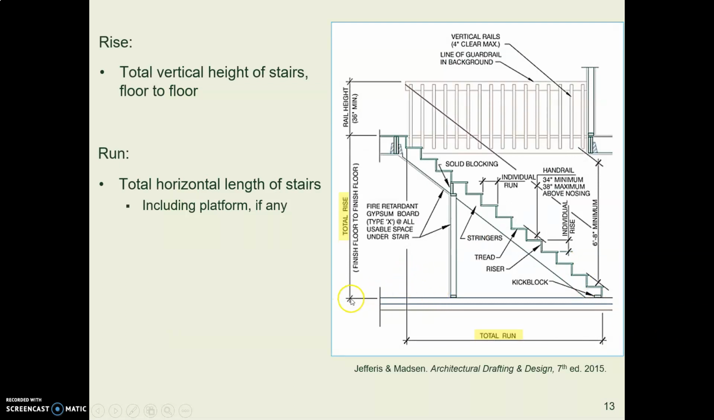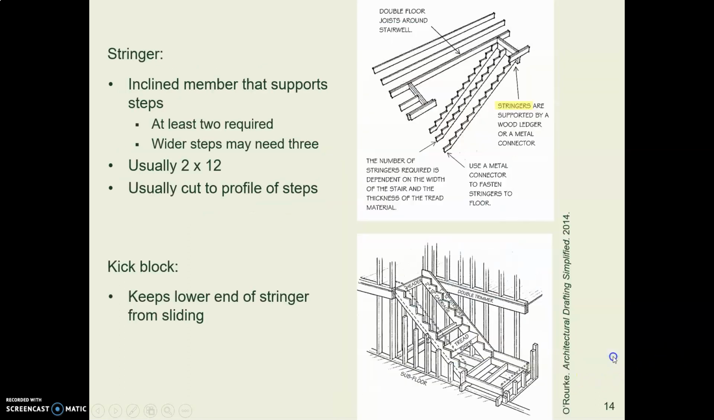So the rise, the total rise, is how many of these steps have you taken from bottom to top. And then the run is how much horizontal distance have you covered. The stringer is that zigzaggy piece, that sawtooth shape, on which we nail the risers and the treads.